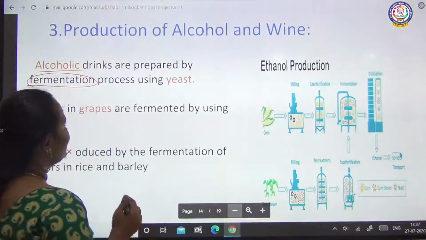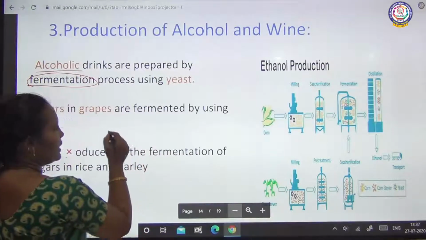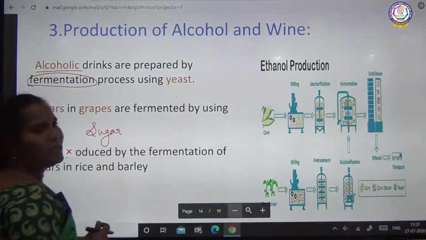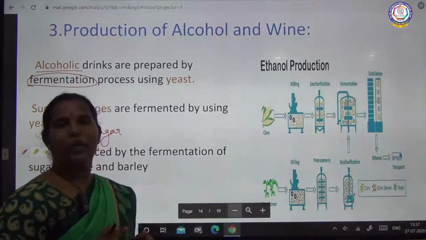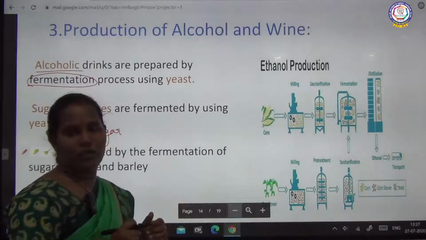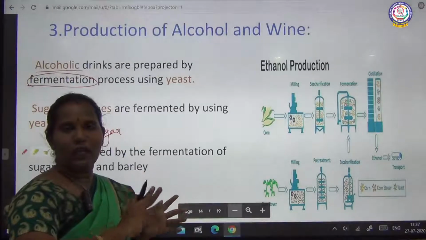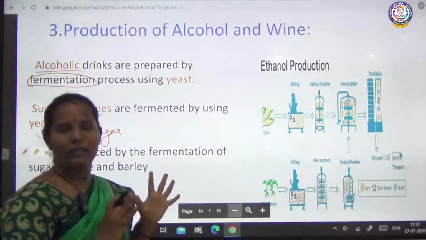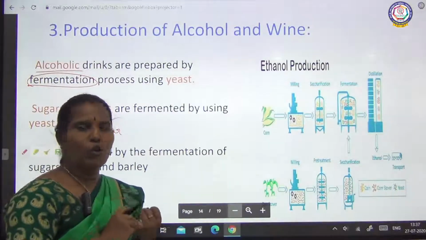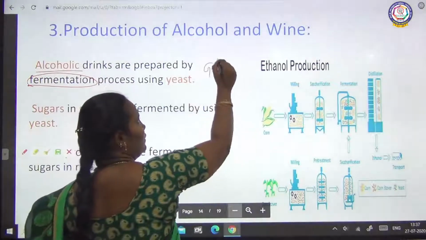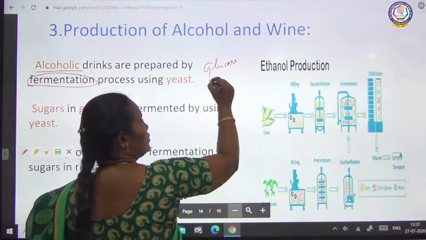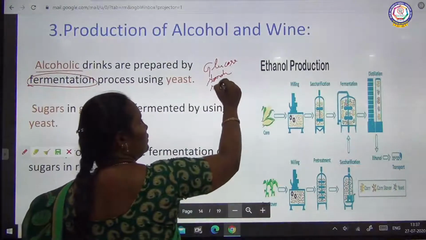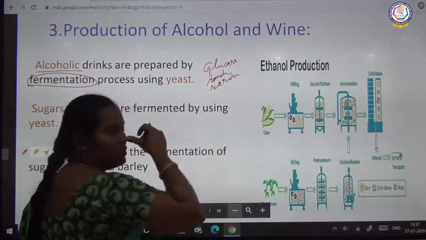What does the fermentation process mean? If there is sugar content, what is sugar? Sugar means carbohydrates. The simple sugars, the monosaccharides, are called carbohydrates, like the sugar content. What is that? Glucose, and then starch, sucrose. These are all called sugar content.